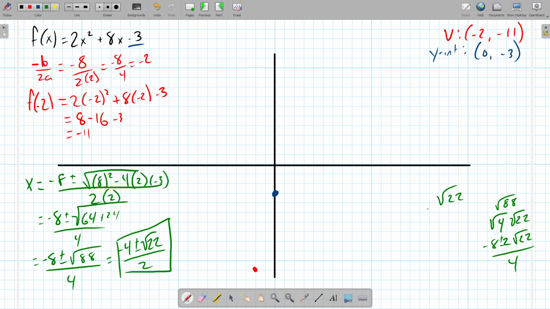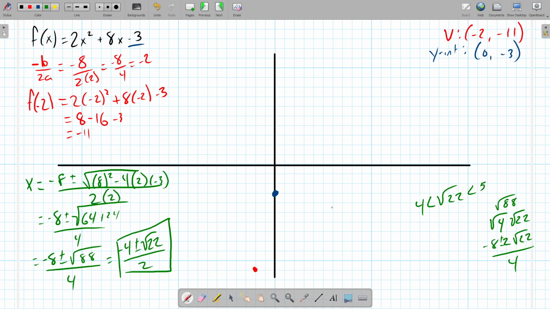Well, 4 squared is 16. 5 squared is 25. 22 is between 16 and 25. So the square root of 22 must be between 4 and 5. Okay, that kind of number sense will be very beneficial in algebra and as you get higher in math. So we know the square root of 22 is somewhere between 4 and 5, and we're just going to approximate. If I take negative 4 and I add something that's between 4 and 5, I have something a little bit bigger than 0.